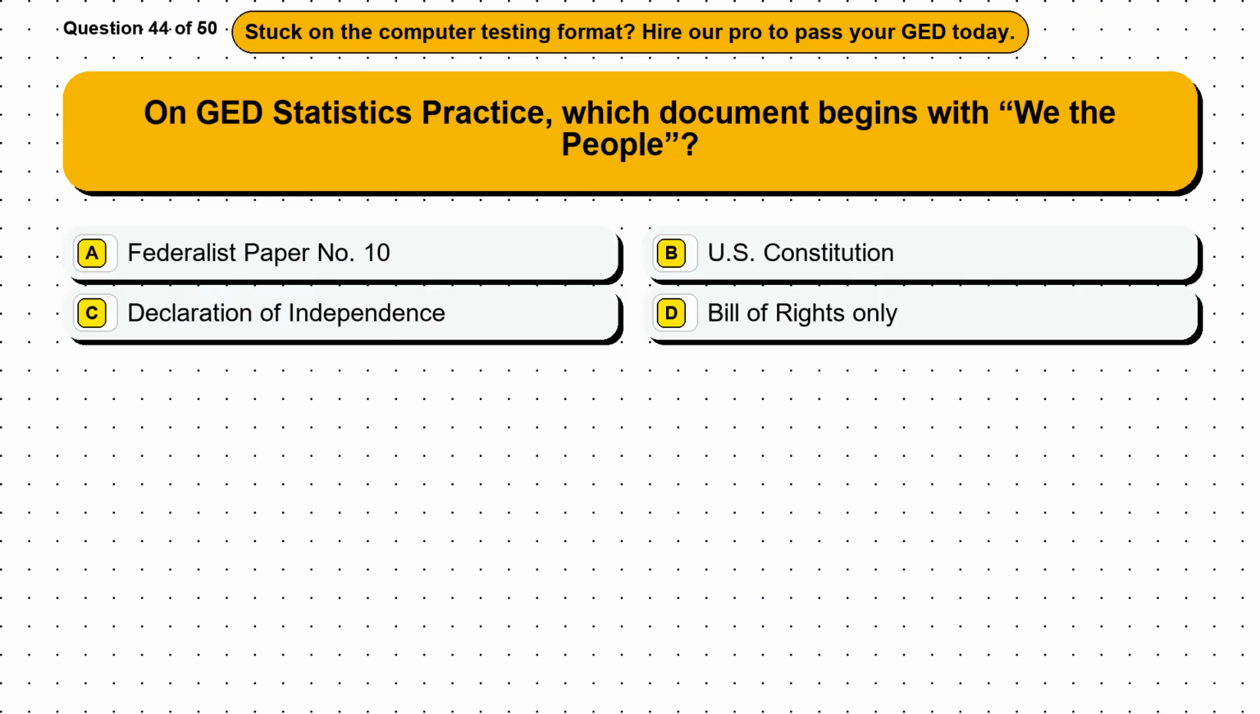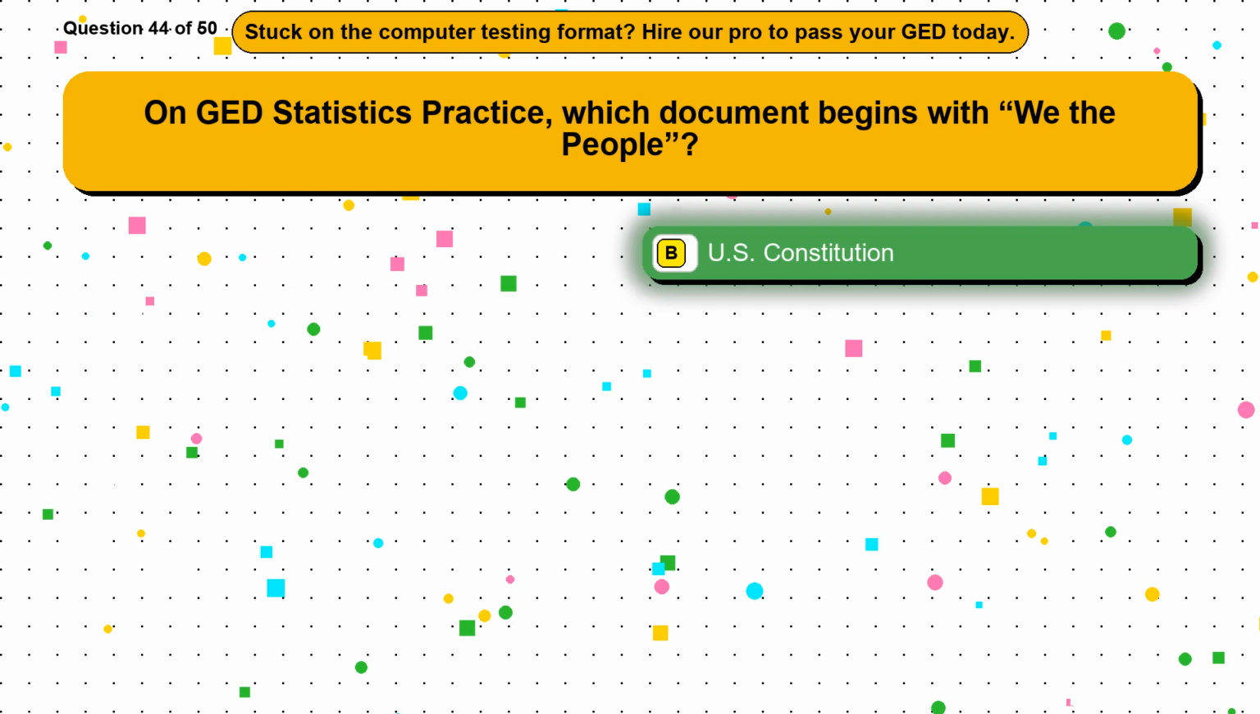Question 44. On GED Statistics Practice, which document begins with "We the People"? Option A, Federalist Paper number 10. Option B, U.S. Constitution. Option C, Declaration of Independence. Option D, Bill of Rights only. The correct answer is option B.